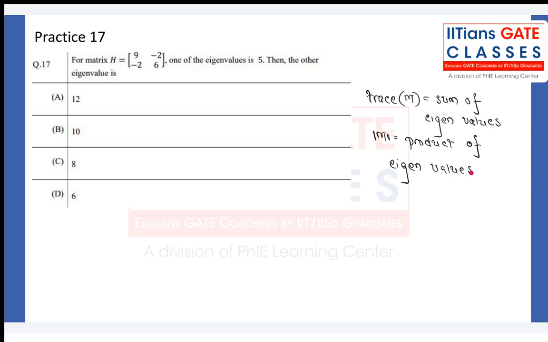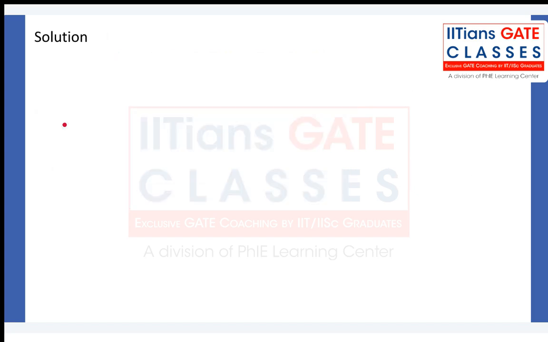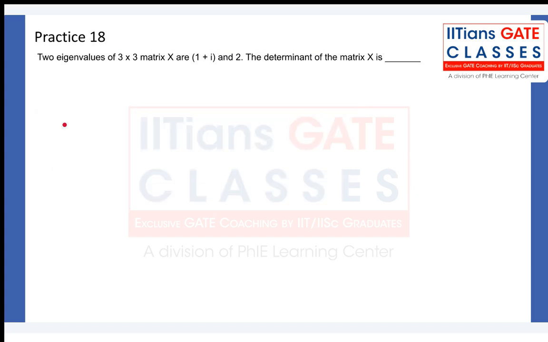So the trace of the matrix is nothing but the sum of the diagonal. The sum of the diagonal is 15. One of the eigenvalues given is 5. The other will be 10. Simple, right? You might do the calculation and all, that is not required.